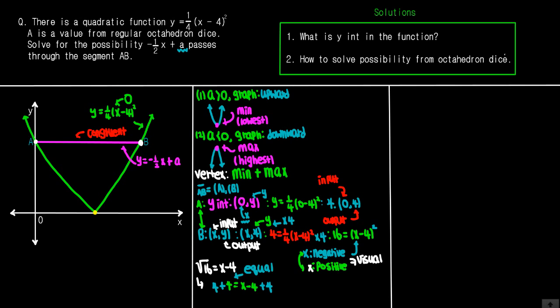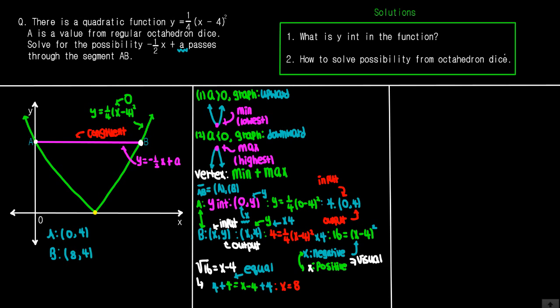And set the x value isolated on one side. If we simplify this, we get x equals 8. So we got the coordinates. For the A coordinate, which was our y-intercept, it is (0, 4), where if our x value is equal to 0, our y value is equal to 4. And for our B value, which was the coordinate that has the same y coordinate as A but a different x coordinate, it is (4, 8).